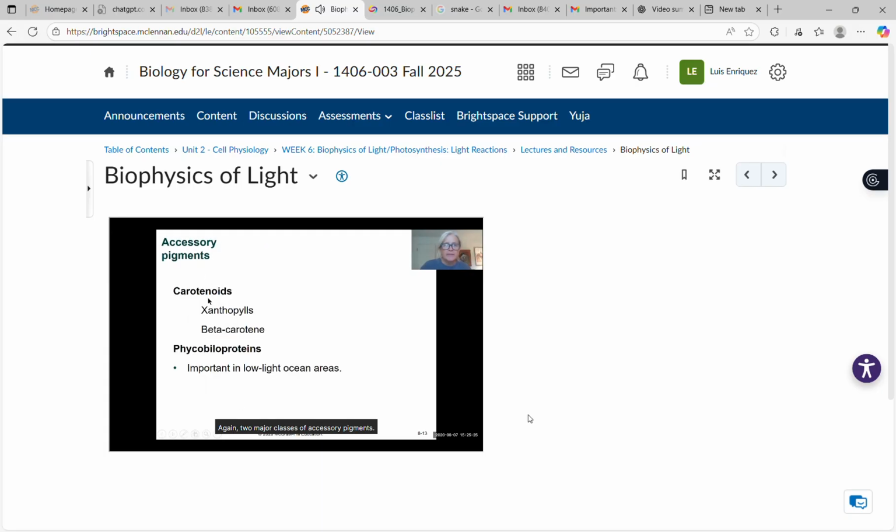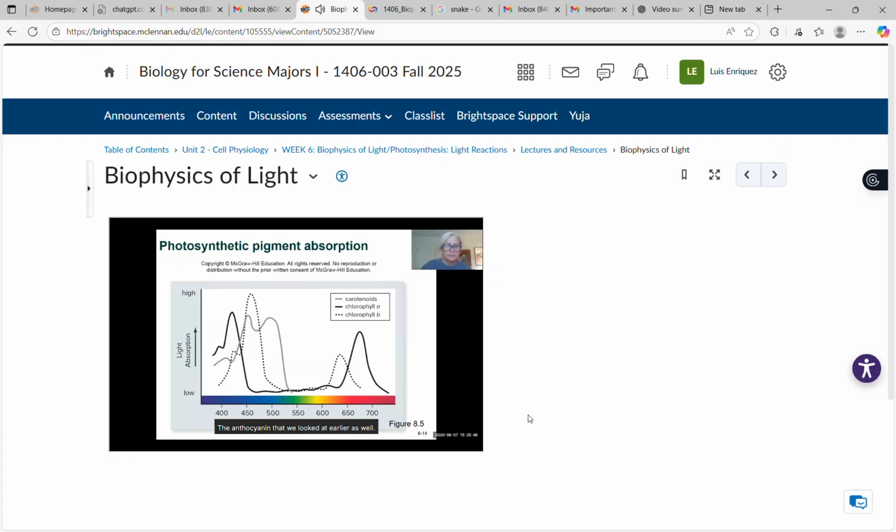Again, two major classes of accessory pigments. Well, the major one is carotenoids, but there are also these phycobiliproteins that are important in low light areas. Some examples of carotenoids: the flavonoids, which actually are kind of a sunscreen for plants, xanthophylls, beta-carotene, and the anthocyanin that we looked at earlier as well.